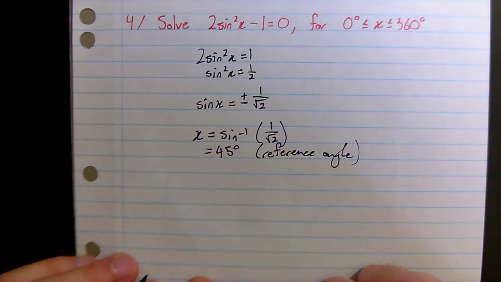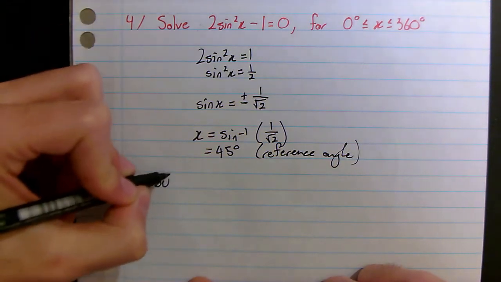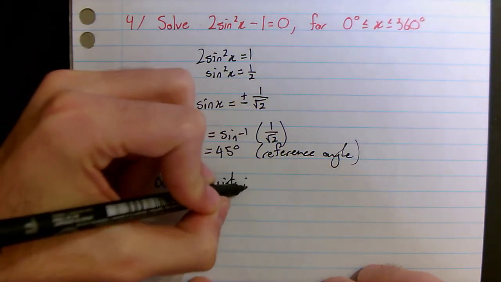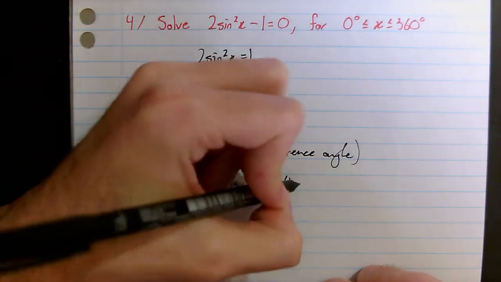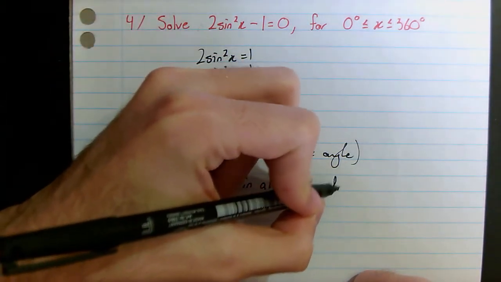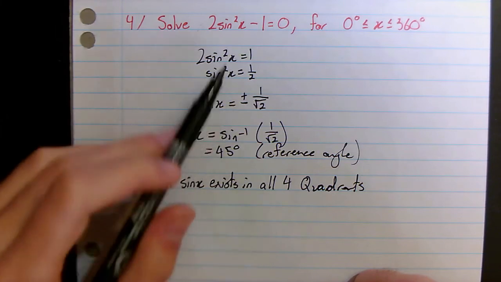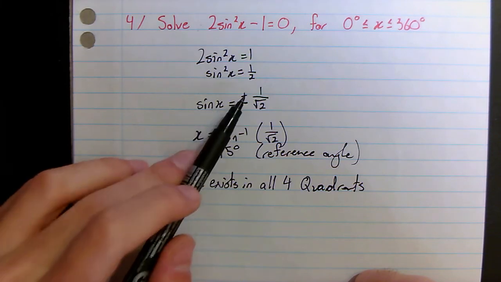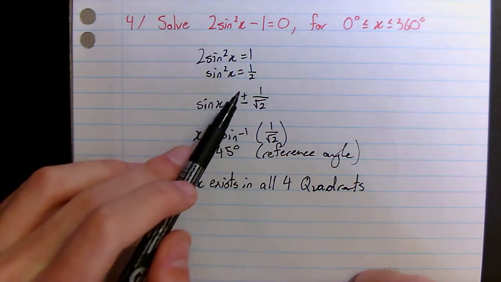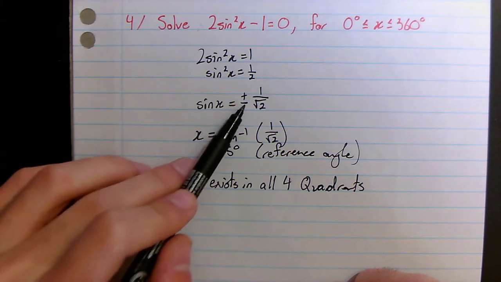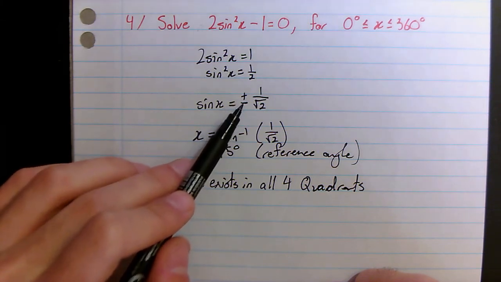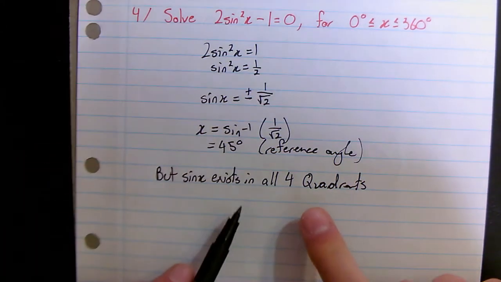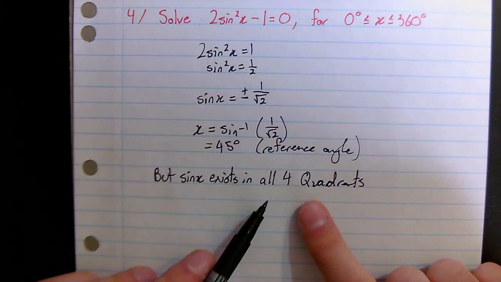And then we're going to make our little statement: sine x exists in all 4 quadrants. Now the reason behind this is because we have plus or minus. So sine x is positive in 2 of the quadrants, namely the first and second quadrant, and it's negative in the other 2 quadrants, namely the third and fourth. So that really just covers all the 4 quadrants.